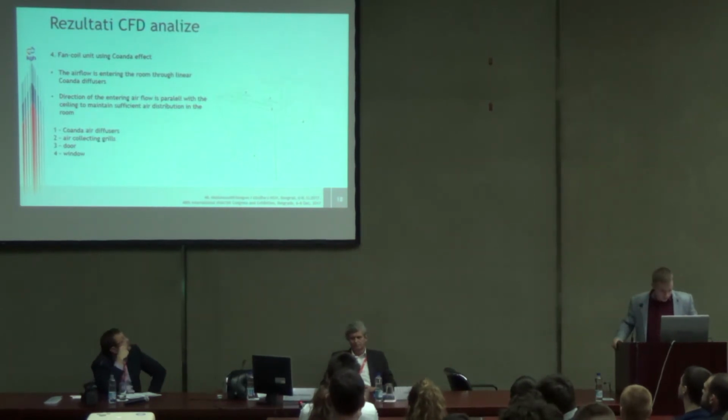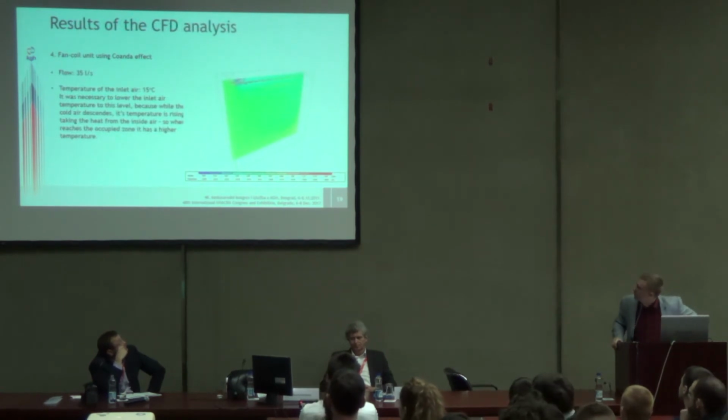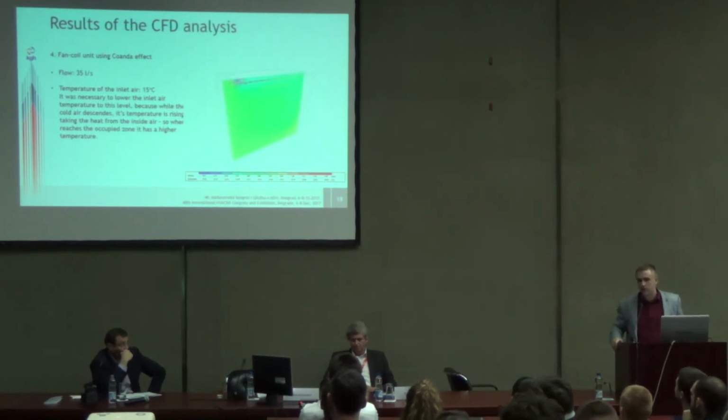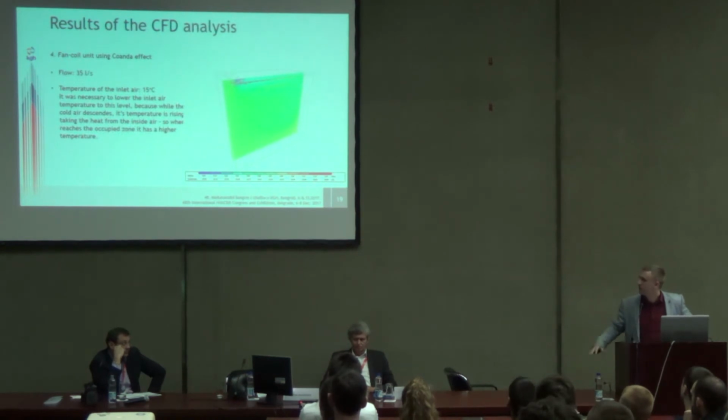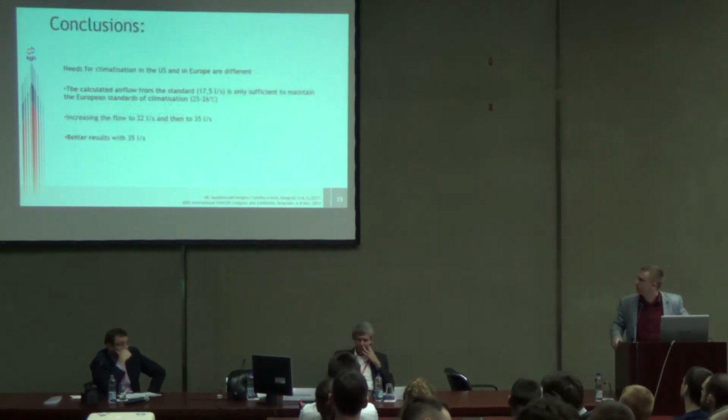The fourth solution was the coil diffuser, positioned with numbers 1, and the other diffuser also with 1. If we take a look at the picture, the air arrangement is pretty good, with a flow rate of 35 liters per second. But we should use a little bit lower temperature on the inlet, because the air enters the room at higher levels, and because of the drag, as it loses its speed, it falls down in the room and heats up. So when it reaches the occupied zone, it has a good temperature.